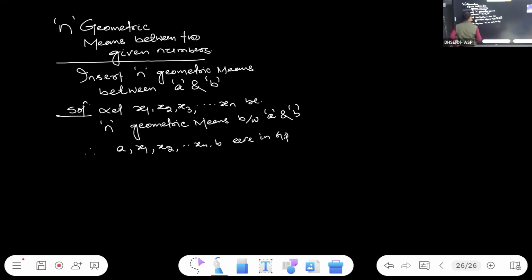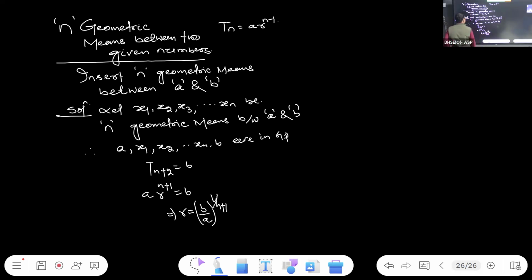So let R be the common ratio of the GP. So T(n+2) is equal to B. In a GP, the nth term Tn is equal to A R to the power n minus 1. So T(n+2) is A into R to the power n plus 1, which is equal to B. So R is equal to (B upon A) raised to the power 1 by n plus 1.